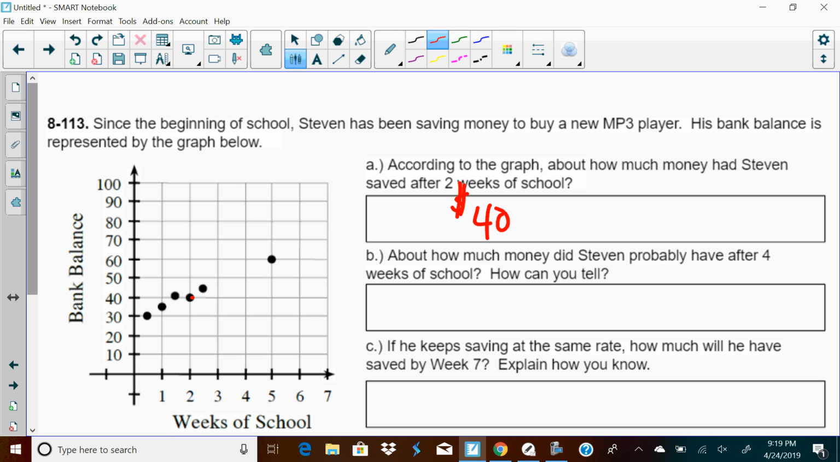About how much money did he probably have after 4 weeks of school? So 4 weeks, I would say it's about here. I'm going to say about $50. Somewhere between 50 and 55 will be fine. If he kept saving at the same rate, how much money will he have after week 7? So if we kind of draw a line through it, after week 7, he'll have about $80. I used a line of best fit.